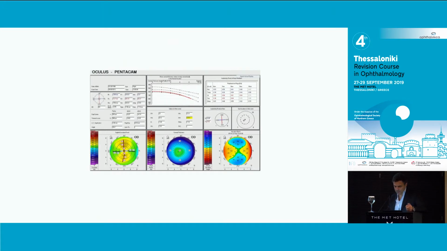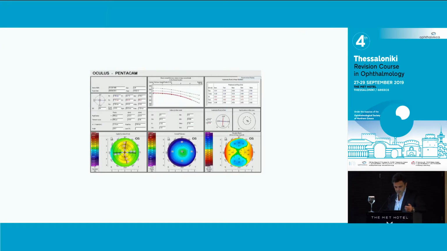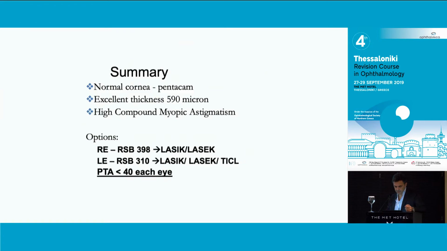You can see that the pentagram was absolutely normal, nice and thick, strong cornea. Belin-Ambrosio, completely normal. Both eyes the same. So this is what would be his residual stromal bed down there. And the PTA was more than 40. So the options here that you have is you can do LASIK or LASEK or even TICL.